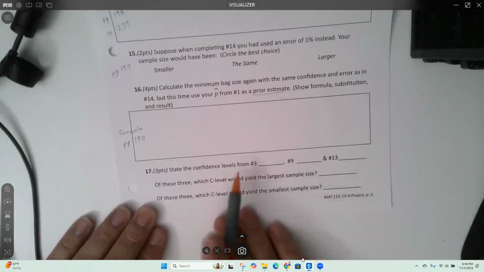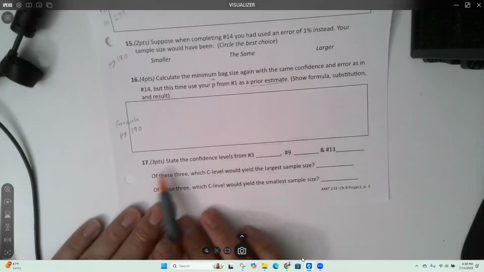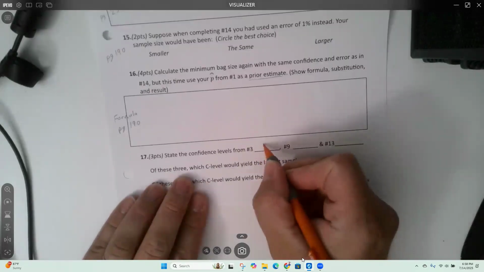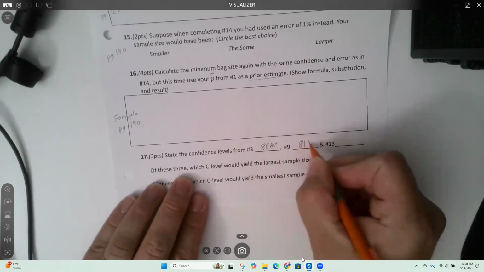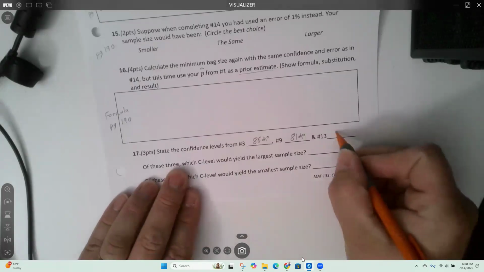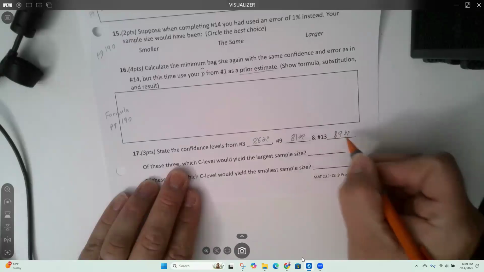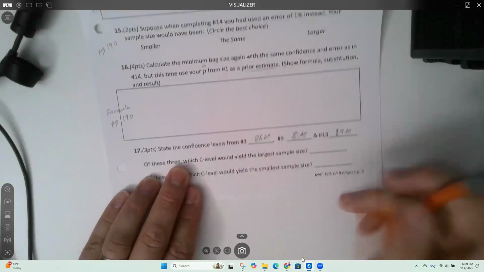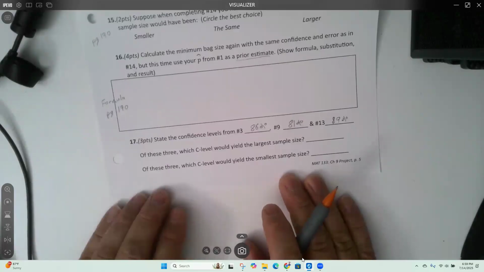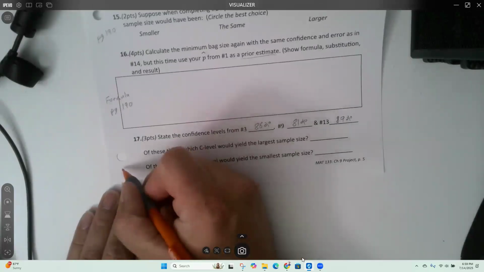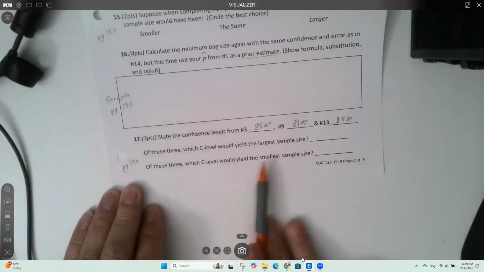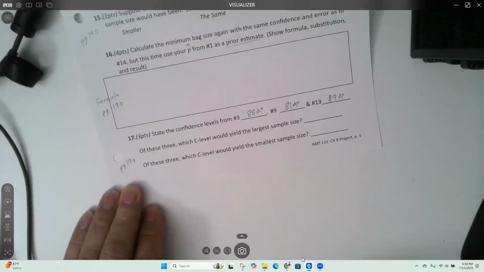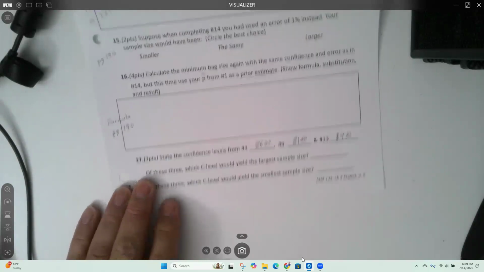Okay. All right. Finally, state the confidence levels from number 3, number 9, and number 13. These are just the ones that I got. You might get different ones. I actually got all 3 in the 80s. That's interesting. And you'll find, again, on page 190, information about how the sample size is going to affect your confidence level. All right, cool.